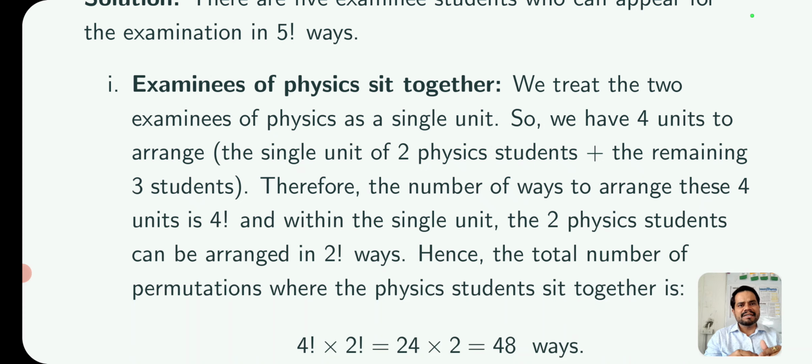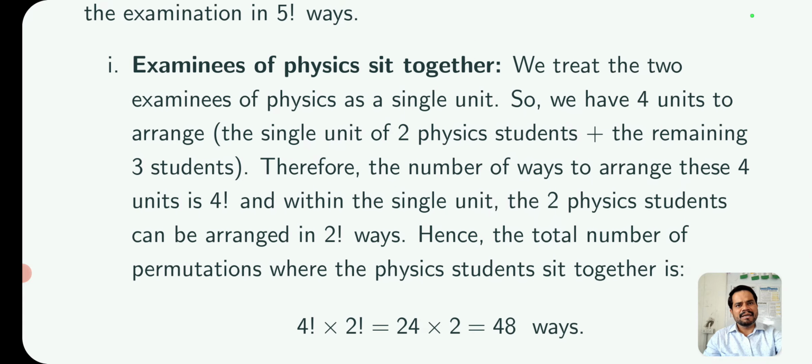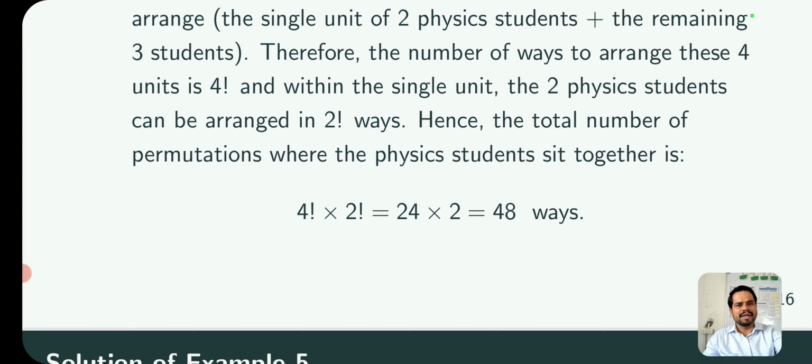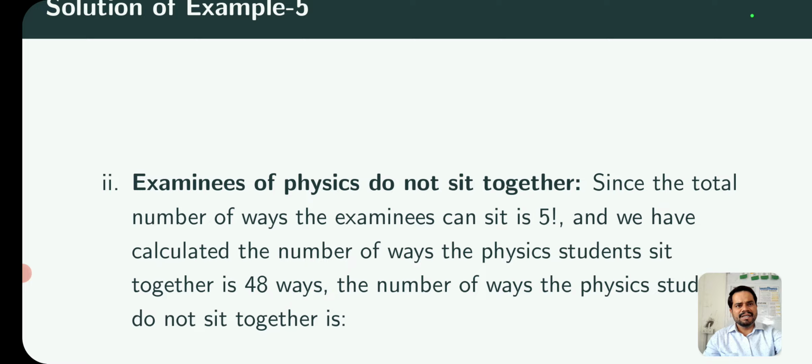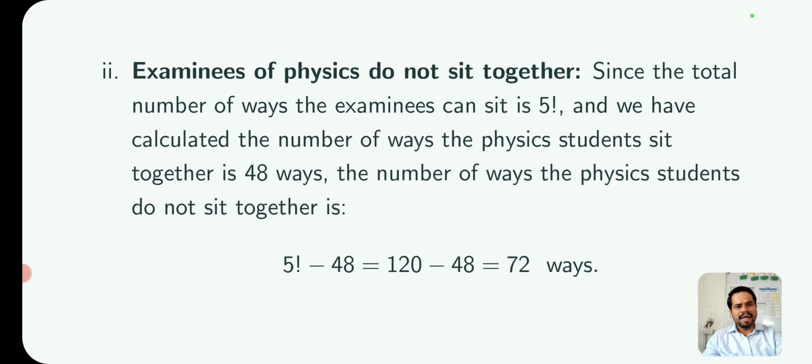And within the single unit, the 2 physics students can be arranged in 2 factorial ways. Hence, the total number of permutations where the physics students sit together is given by the multiplication principle, and it is 48 ways. Now see here the solution when the examinees of physics do not sit together.